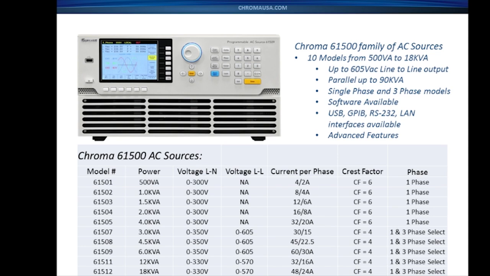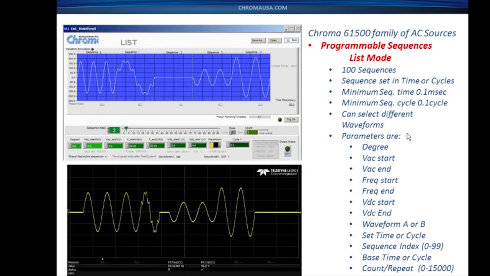I'd like to get into one of the advanced features on this model specifically. We have multiple advanced features, but the programmable sequences, what we refer to as list mode, is probably one of our best features for creating power line disturbances. You can program up to 100 sequences. Each sequence can have a different time, or you can change it to a different cycle count. The minimum sequence time is 100 microseconds or 0.1 millisecond. The minimum cycle count is 0.1 cycle.